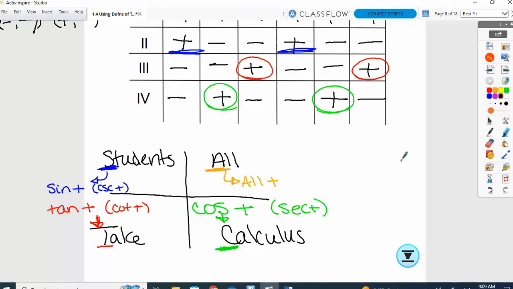So all students take calculus tells us which trig functions are positive in that quadrant. Any questions there?